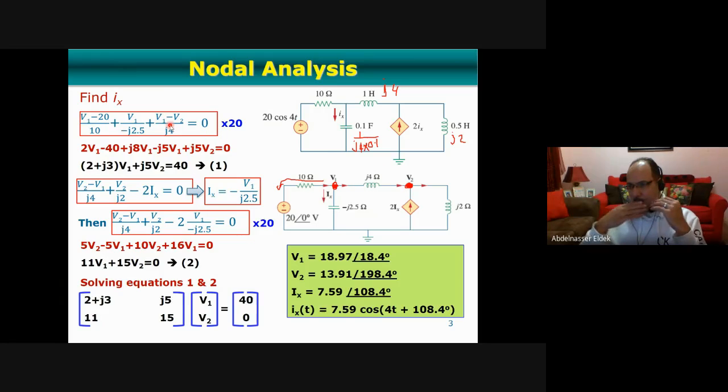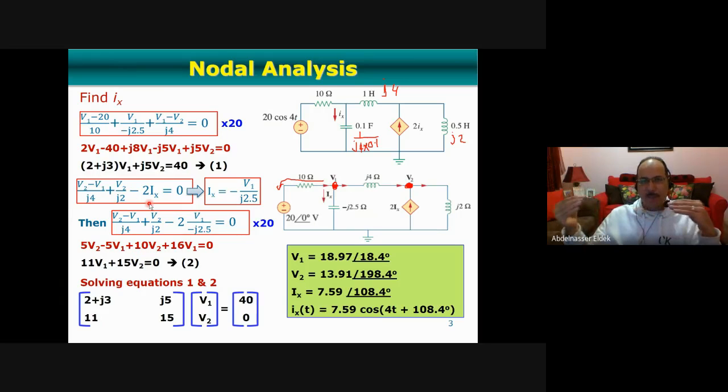So then this one is the first equation. The second equation is at V2, so it will be V2 minus V1 divided by 4J. There it is, for J4. And this one here is just negative 2Ix, the current from V2 to the ground. It is negative 2 times capital Ix. And the third one is V2 minus 0 divided by J2. There it is. So this is the second equation.